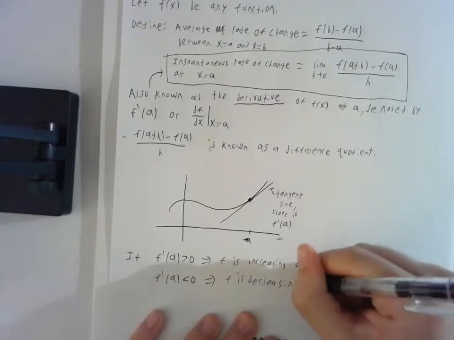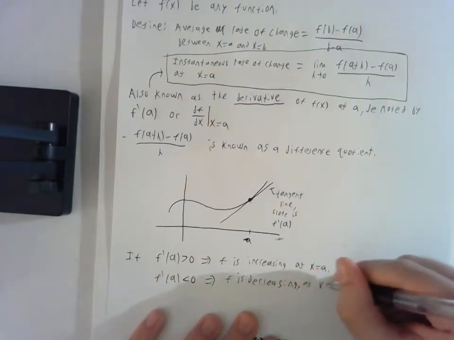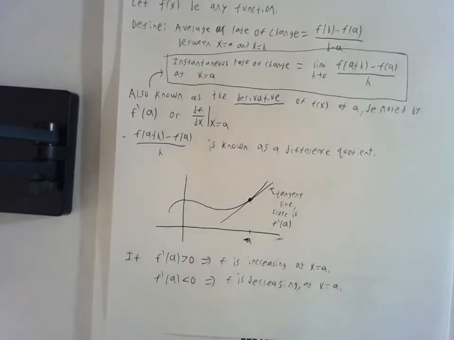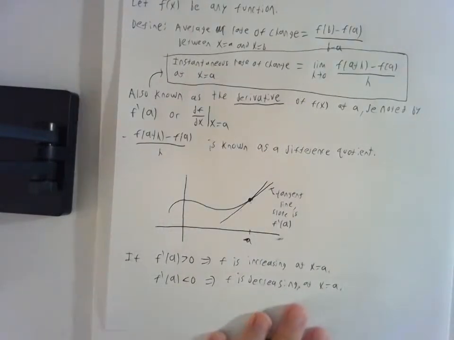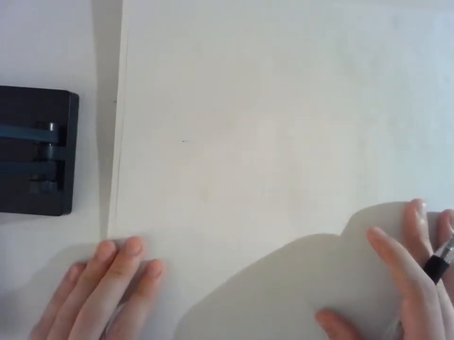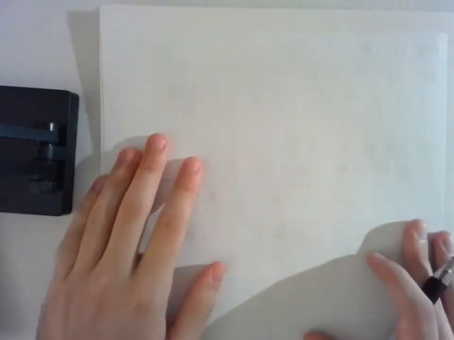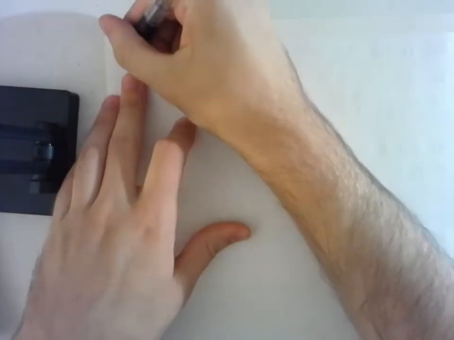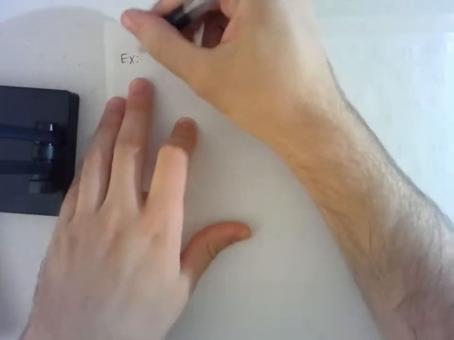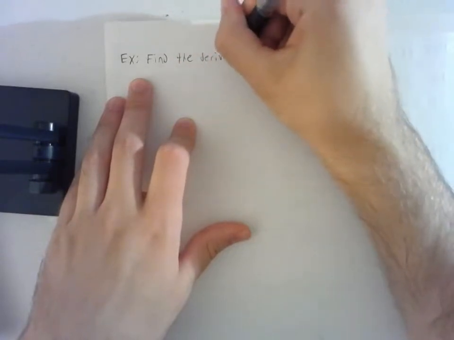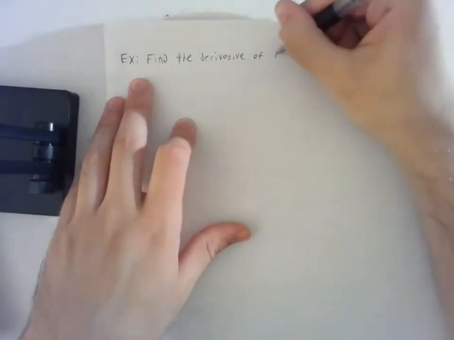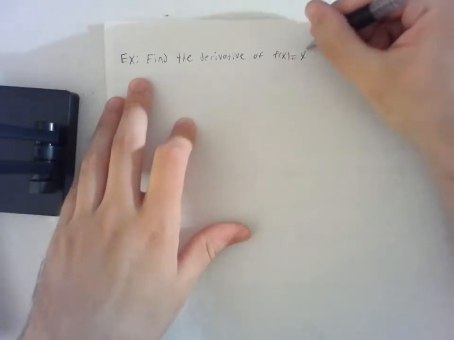at x equals a. So the derivative can tell us something about how the function is changing and what the graph looks like. So this is useful information. So let's see some examples of how we can calculate derivatives. So let's find the derivative of f of x equals x squared at x equals 2.